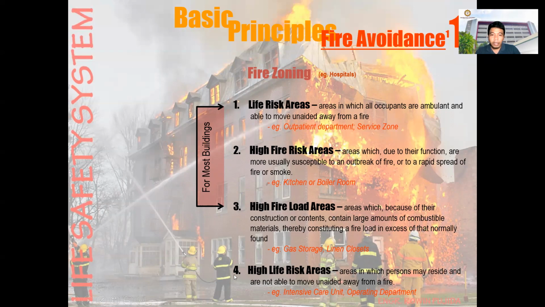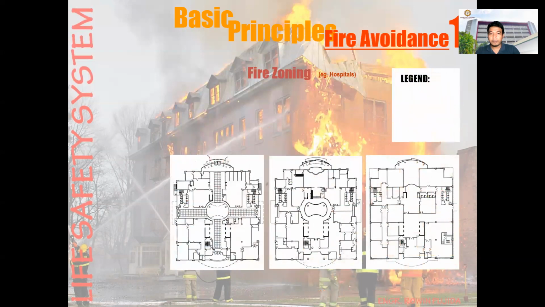And then for the number 4, this is for hospitals only. This one, the high life risk areas, so areas in which persons may reside and are not able to move unaided away from the fire, especially in ICU or in the operating room department.